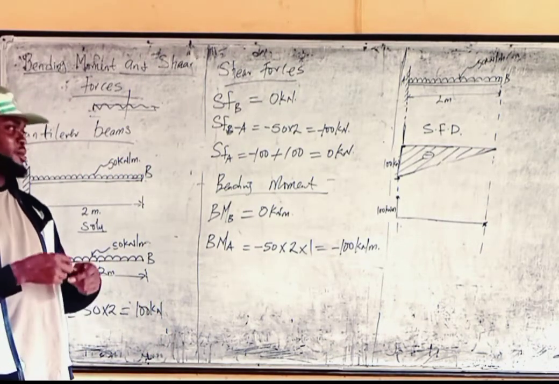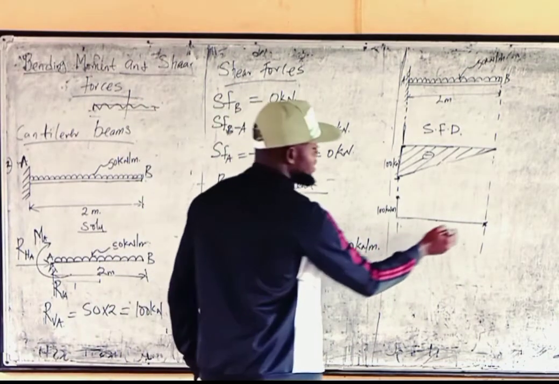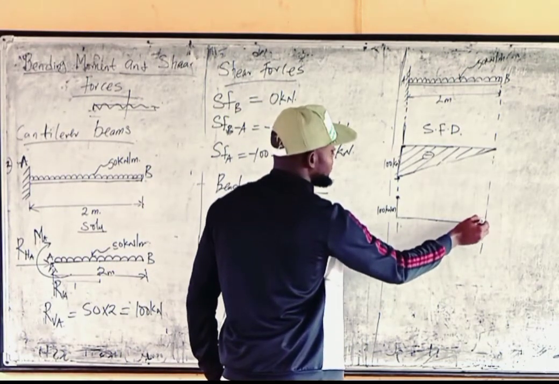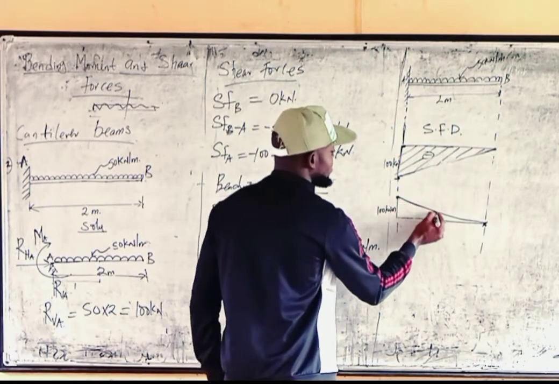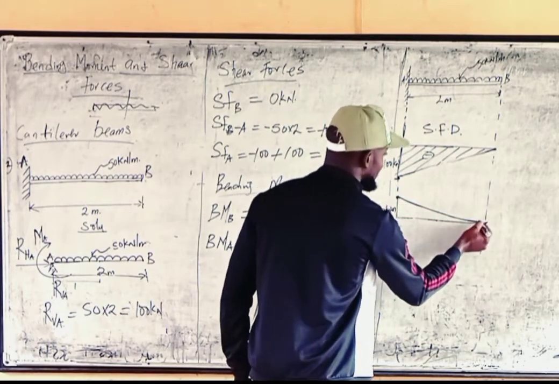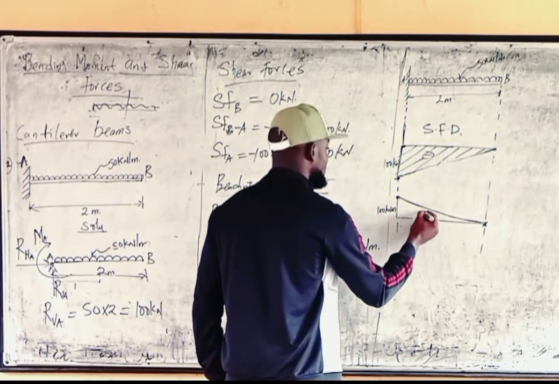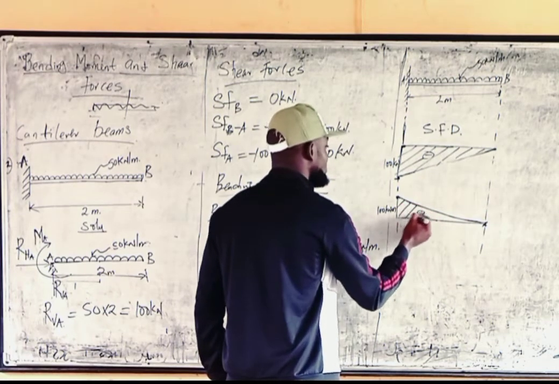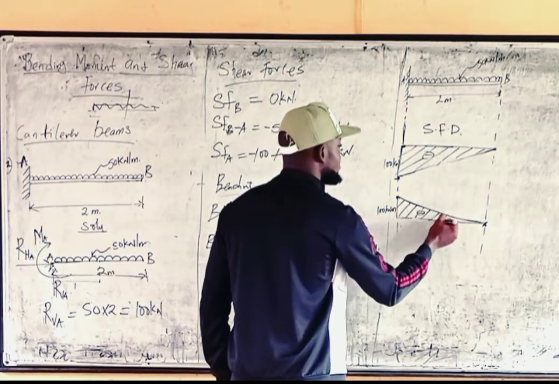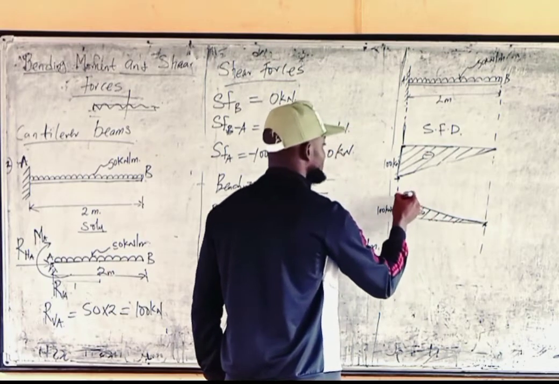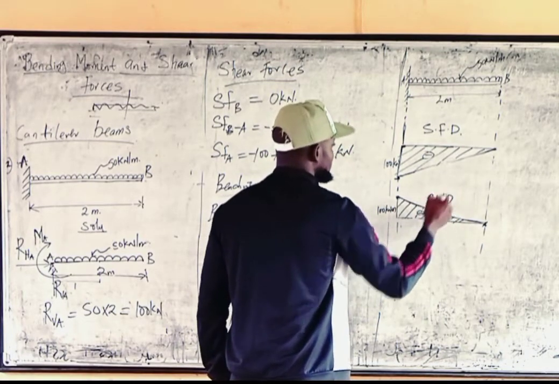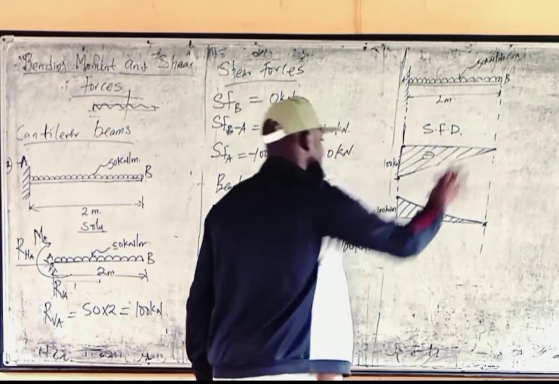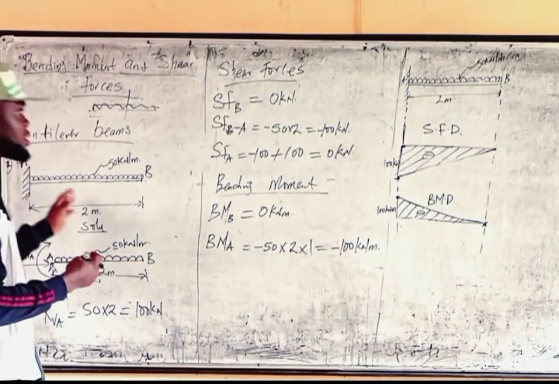It will look like a parabola, something like this. I don't know if my hand can do it very well. A shape like this, like a parabolic curve. That's what we're going to have. So this will give us a negative moment. You can also shade it if you wish. So at this point it is 100. So this is the bending moment diagram, and the shear force diagram for this problem.